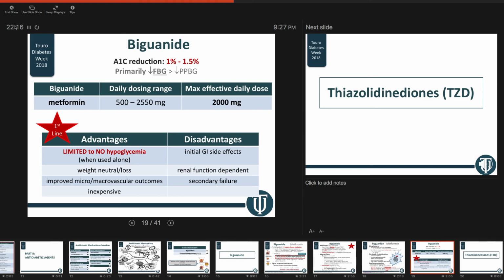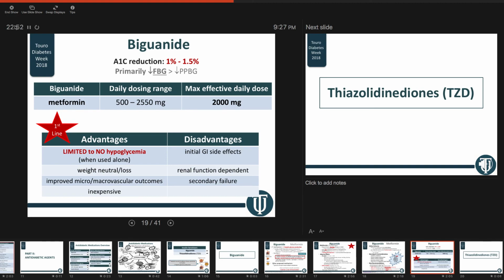So what are some advantages and disadvantages of metformin? And here is important. Because this is an insulin sensitizer, it does not push the body to produce more insulin. So we don't have to worry about hypoglycemia. And this medication is considered weight neutral mostly, and there were some studies showing that metformin can improve micro and also macrovascular outcomes. And this medication is really cheap.